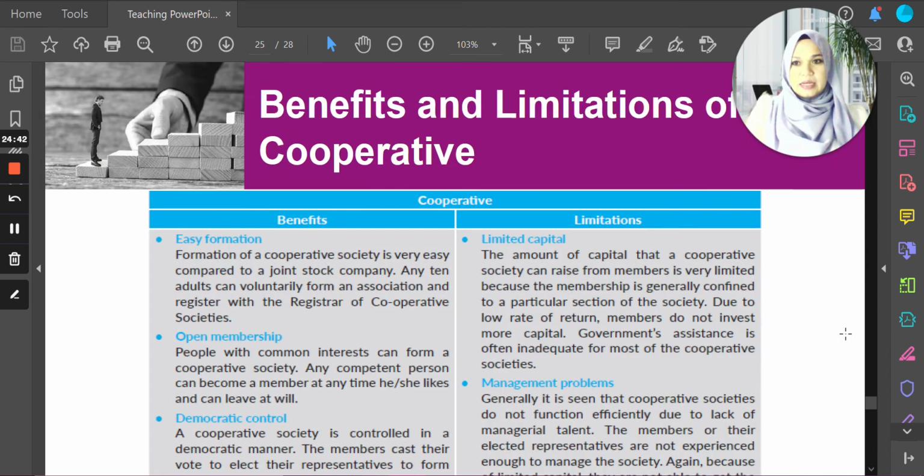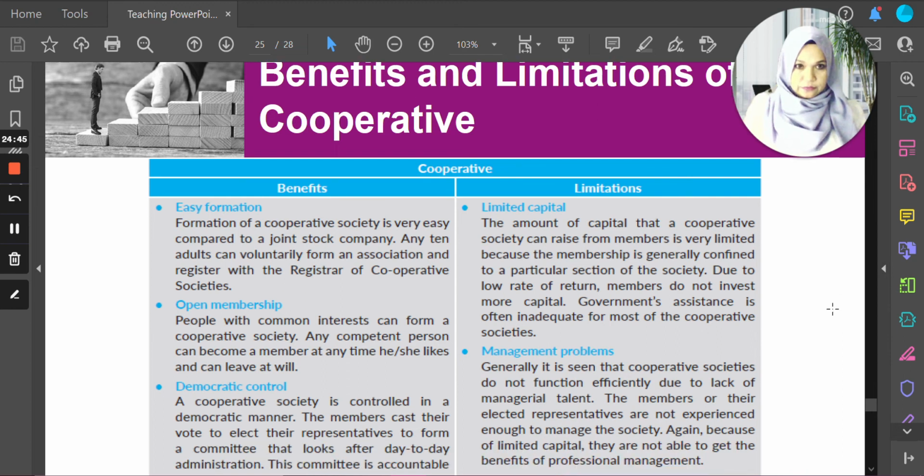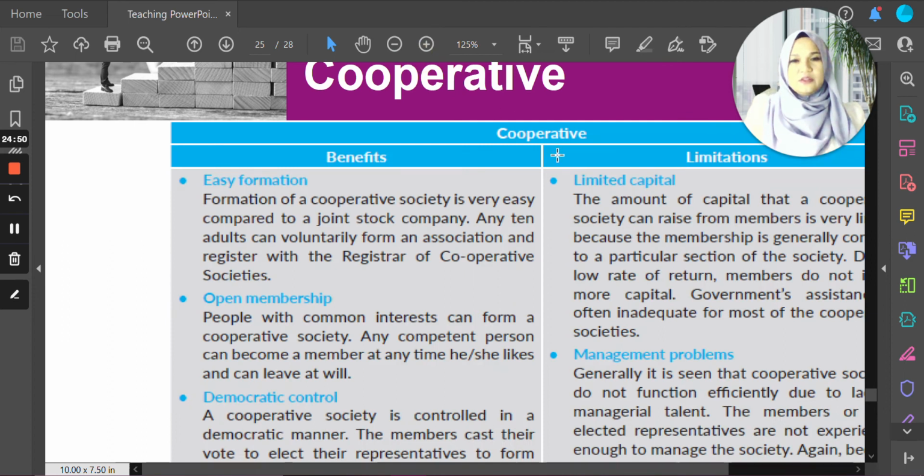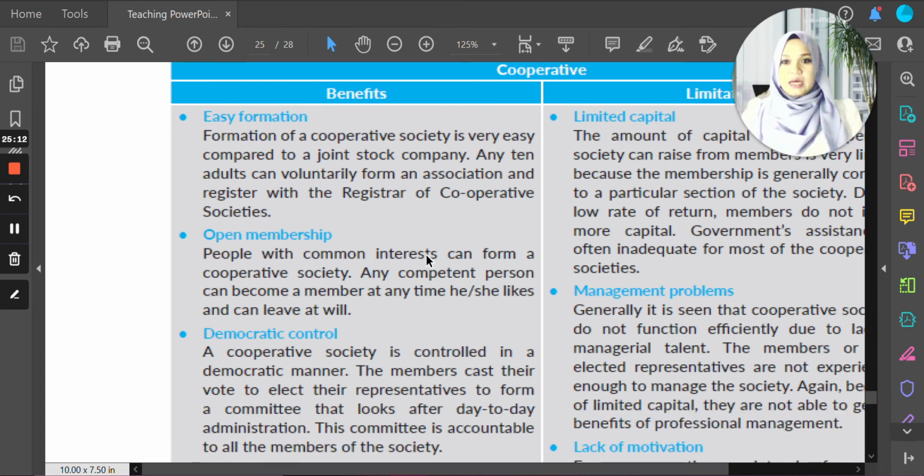Okay, moving on to the cooperative. So what is so good about a cooperative? If you decide that you want to open a cooperative, one thing about a cooperative is that it's easy to form, provided that you have people that are willing to join. Any 10 adults can voluntarily form an association and register with the register of cooperative societies. It's easy to register, and you can open your membership to whoever wants to become a member of the cooperative, and they can contribute by paying some fees.